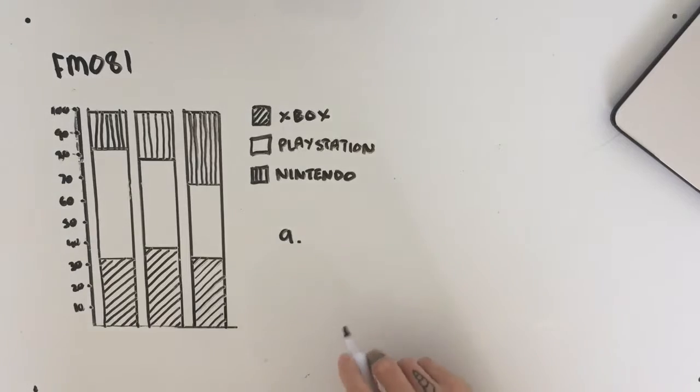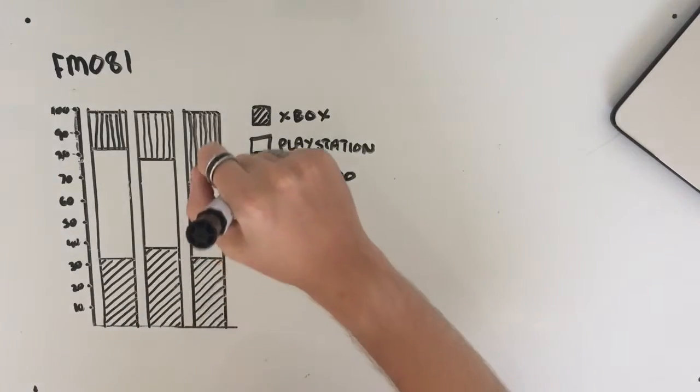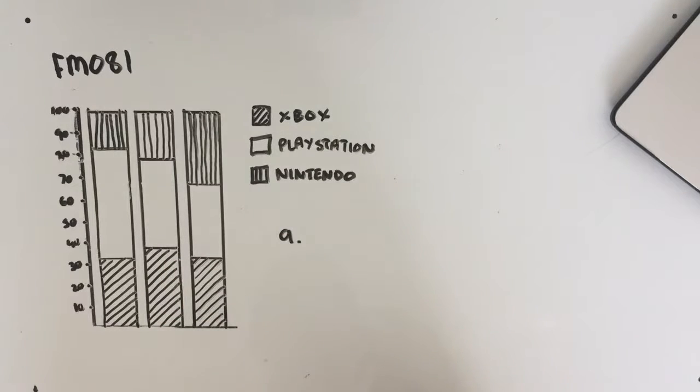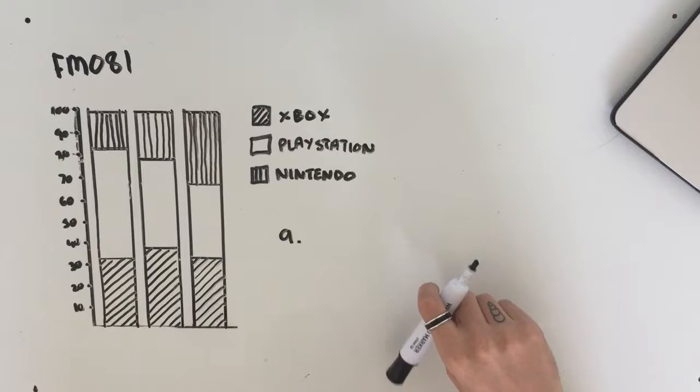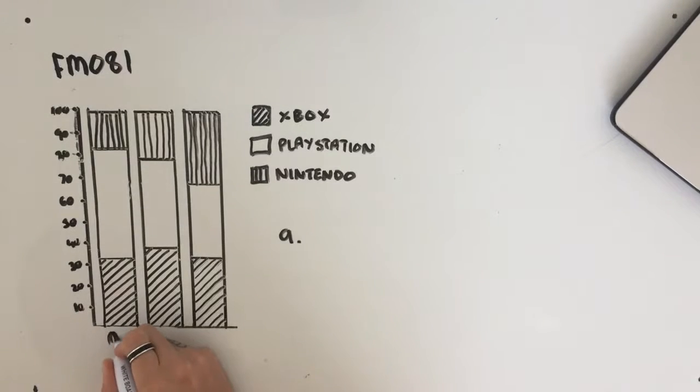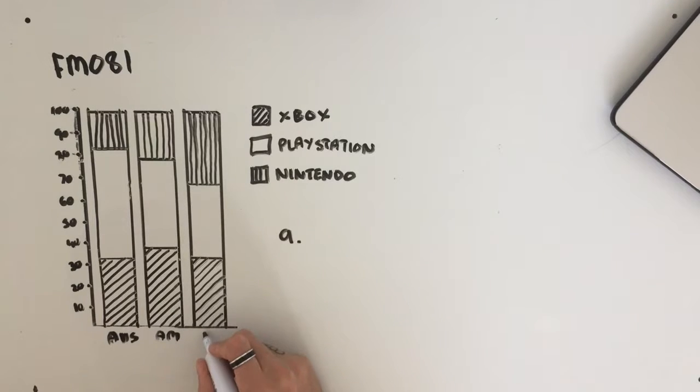This question is getting us to have a look at segmented bar charts. So I've got a crude little segmented bar chart drawn up over here. Jumping right in, the segmented bar chart below shows the console preference distribution of people in 3 countries, Australia, America, and Japan for the year 2016. So I should put that in here. We've got Oz, America, and Japan in here.